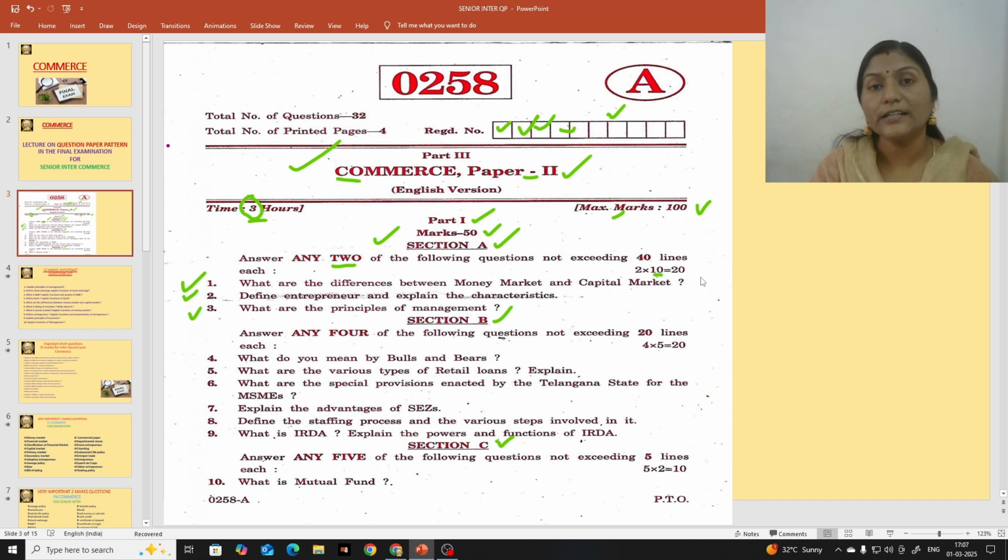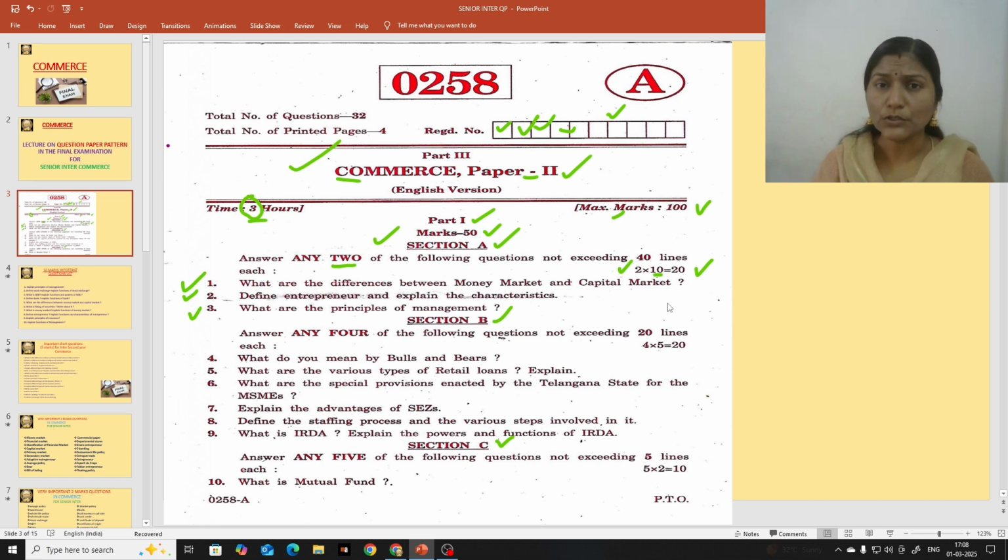It is for 10 marks: one question for 10 marks. If you write one answer, you will get 10 marks. But how many answers do you have to attempt? 2. There is a choice. 3 will be given, and you should write only 2 questions. So 2 questions into 10 marks, total how many marks will you get here? 20 marks. You can score 20 marks here.